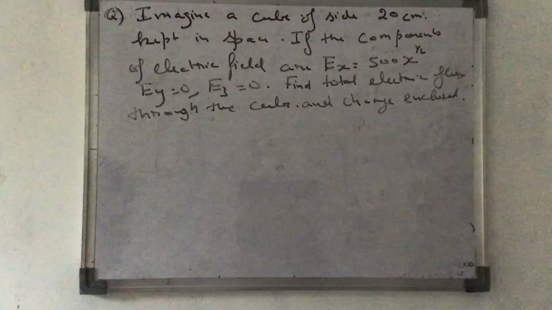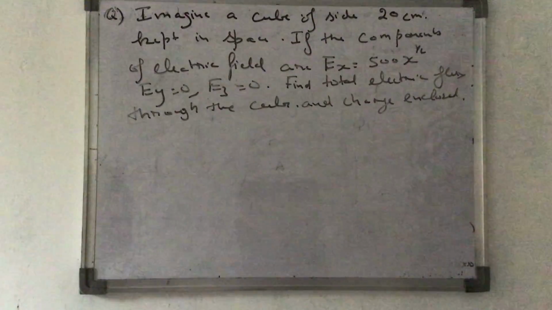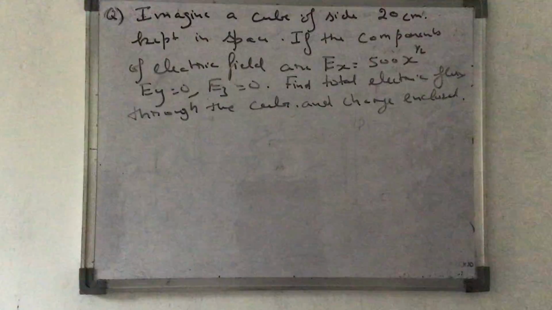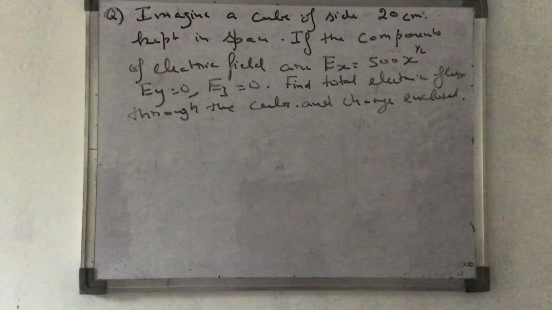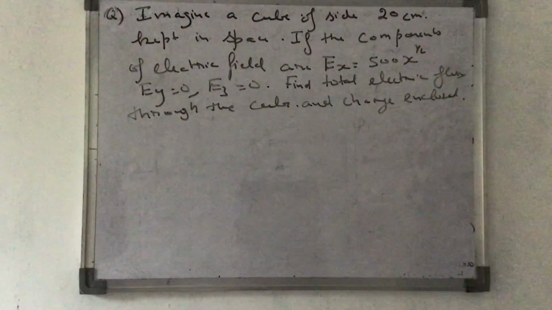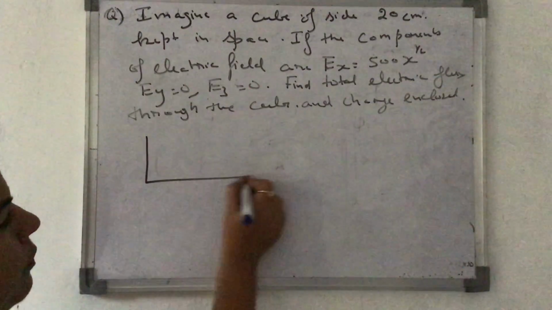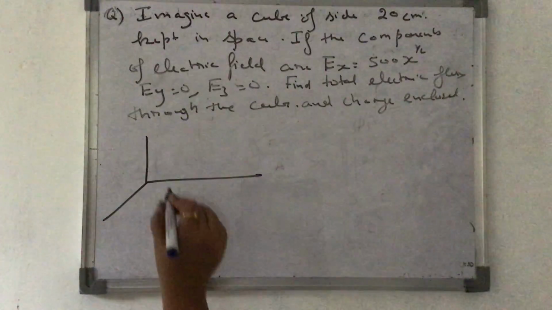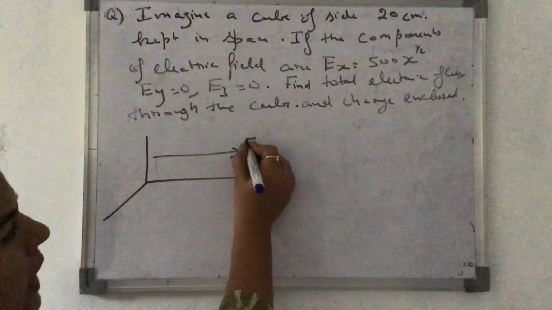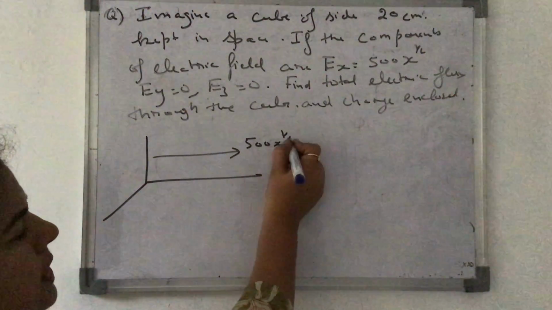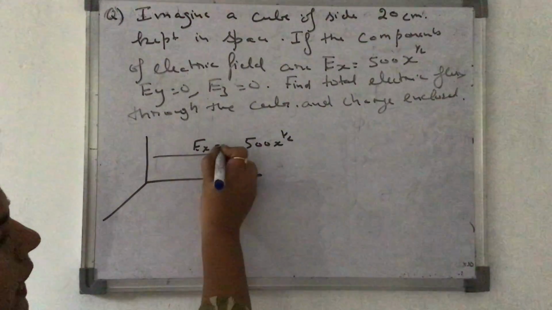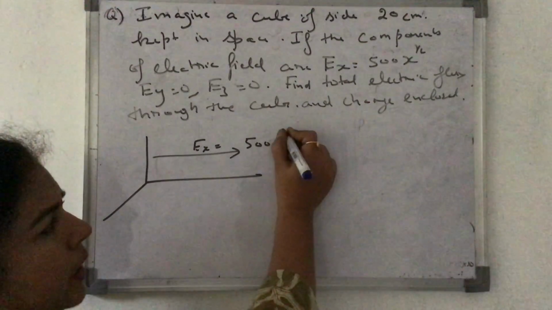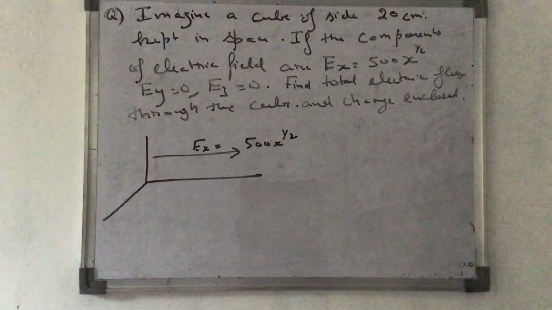Let us see this question. What this question is: we are considering a cube of size 20 cm kept in space. If the components of electric field are Ex is equal to 500 x half, Ey 0, Ez 0. That means we have electric field only and only along the x-axis. Y and z components are 0. This is the value of Ex. But this is not a constant quantity. It will depend upon the value of x.